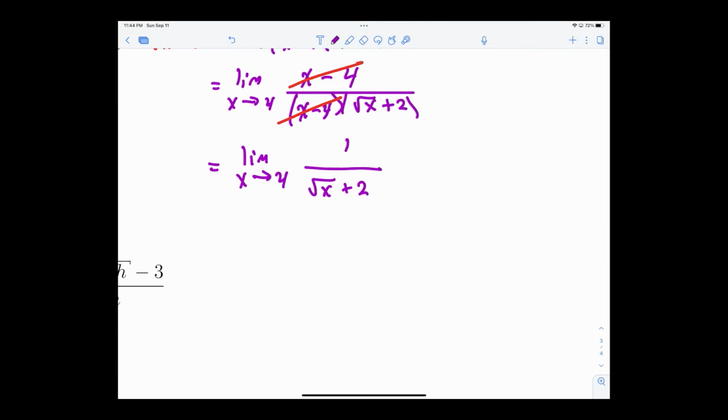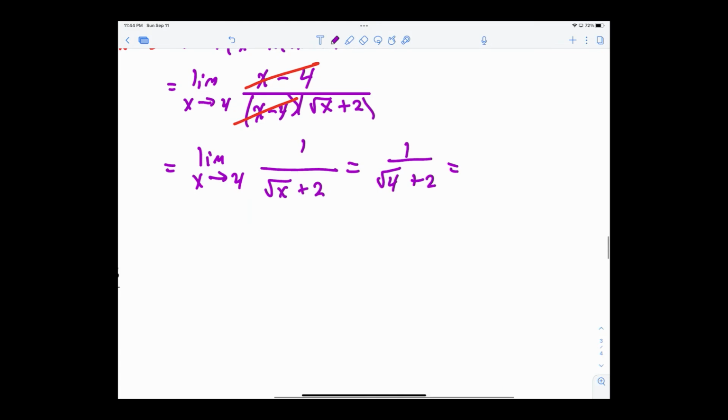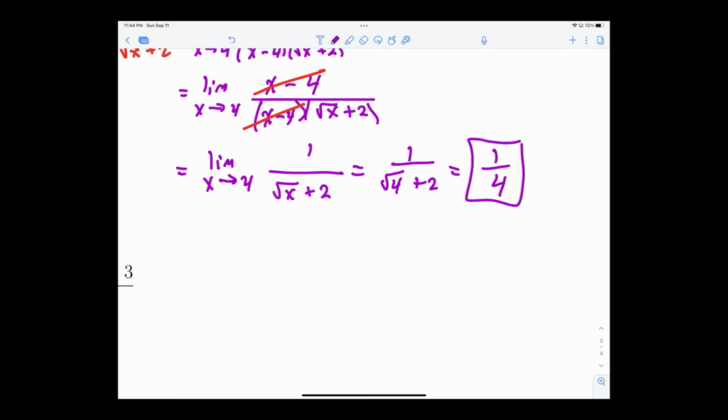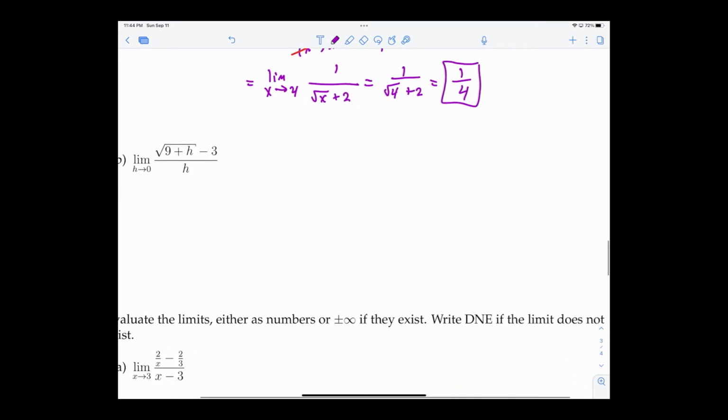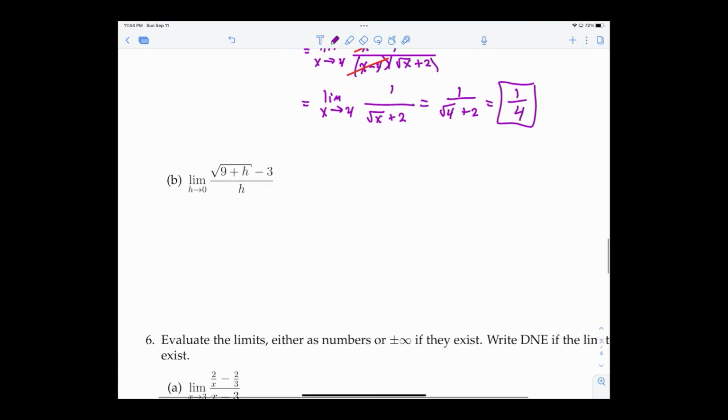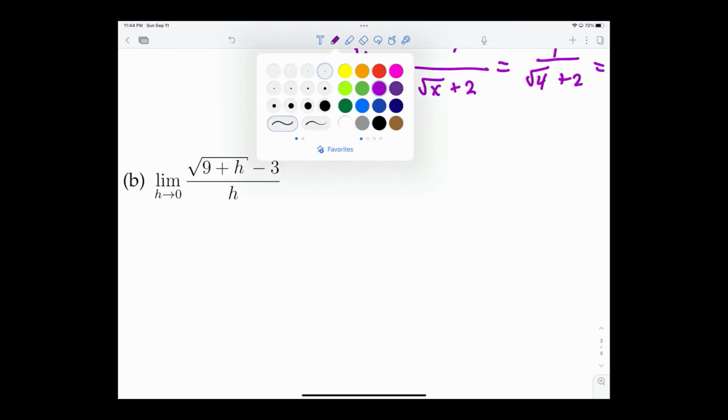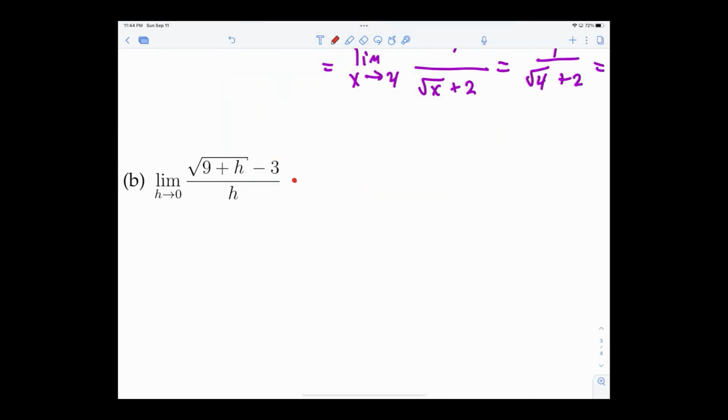Nothing is stopping you from plugging in x equals 4 now. So you do plug in x equals 4. You get 1 over square root 4 plus 2. So it's 1 over 2 plus 2, which is 1/4. Okay, so that's a root type. Then we have another root type. So this is just for practice here. So what we would do here is exactly the same thing on this one.